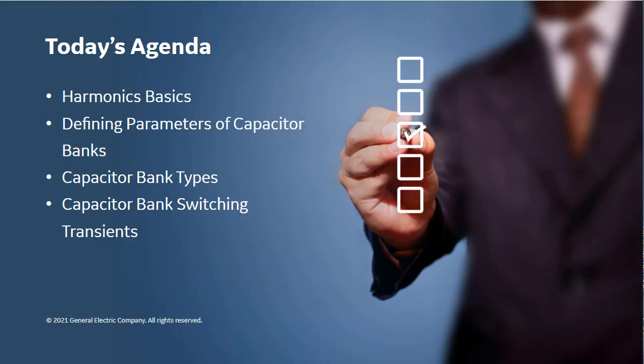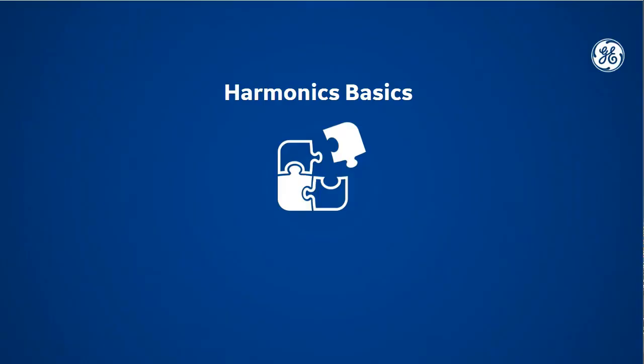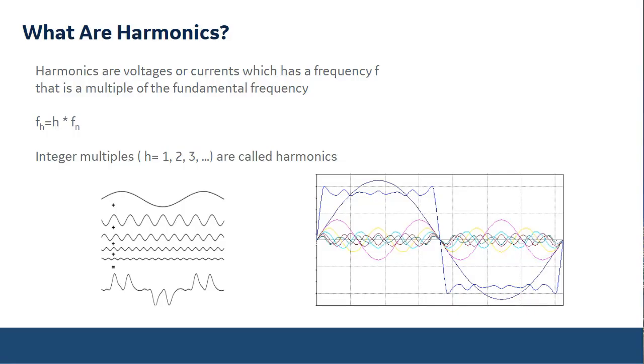Okay, let's then start with the harmonic basics here. So first, we have to define what the harmonics are. This is from the literature what harmonics are. They are voltages or currents which have a certain frequency that is a multiple of the fundamental frequency. So you can see the equation there below, and these integer multiples, like 1, 2, 3, and so on, are now called harmonics.